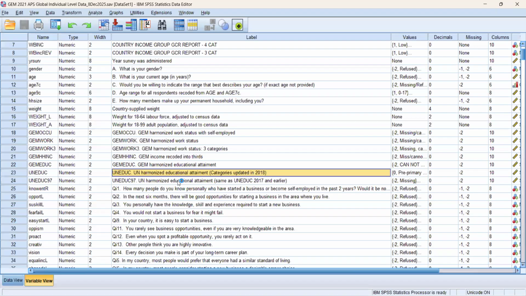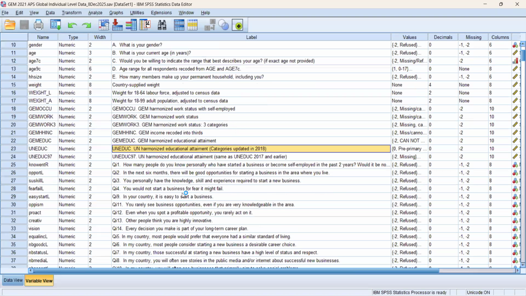We have opportunities. In the next 6 months, there will be good opportunities for starting a business in the area you live. Fear of failure. Yes, fear of failure too. I've used it before. I mentioned I've used it before so that you will know that these things are reliable. So you will not start a business for fear it might fail. If someone has a fear that if he starts a business it will fail, would that affect the person's success in entrepreneurship? You can check. That's why there's data there.